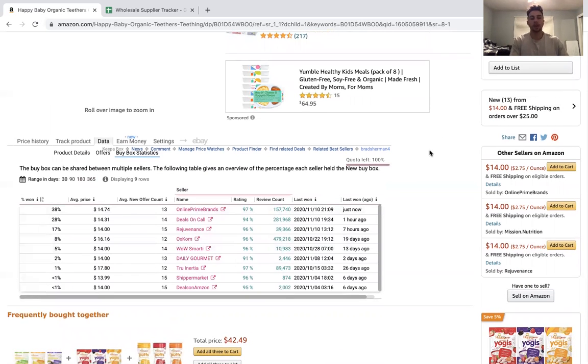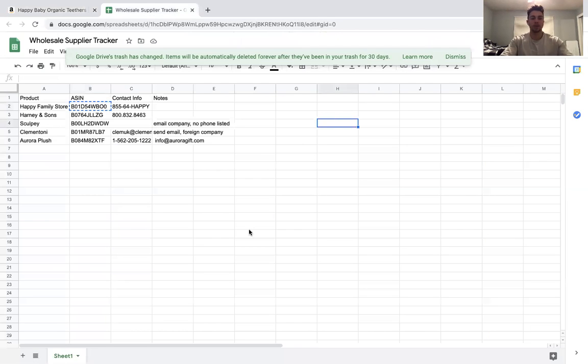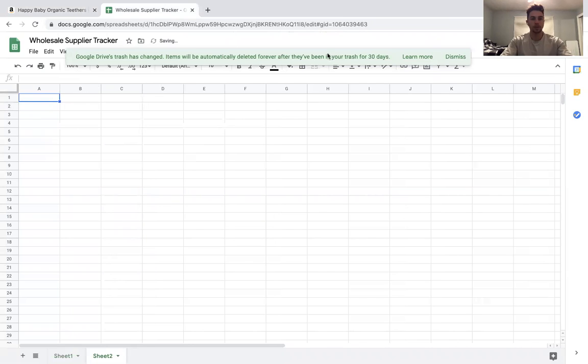That's step one. That is my first criteria. So I'm just going to jot this down. Let's just do this. Bring this over here. We'll call this buy box rotation analysis. So step one is go to Keepa, check out the data tab, go to buy box statistics, and then analyze the buy box percentage distribution. So that's key as a screener.